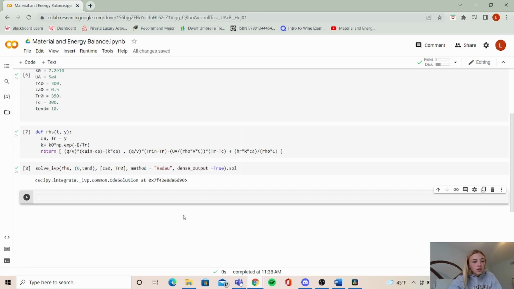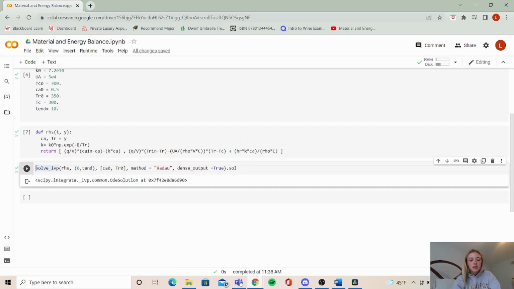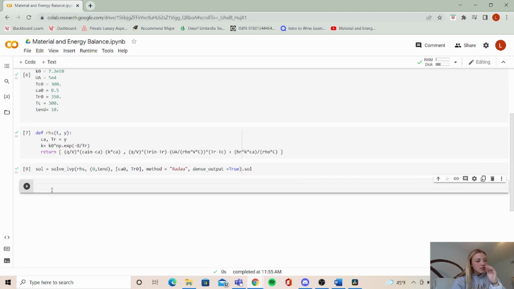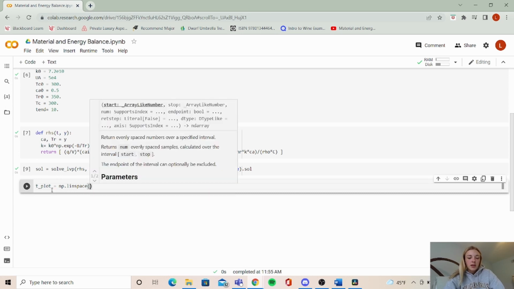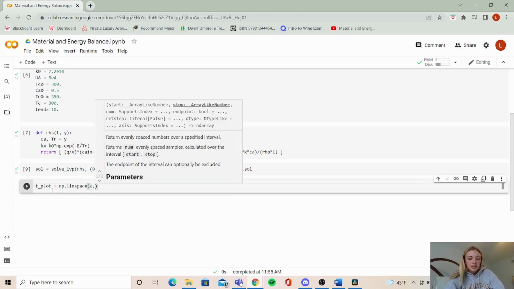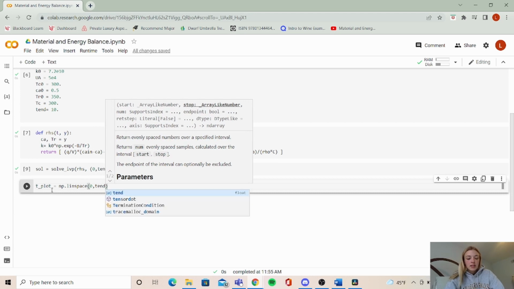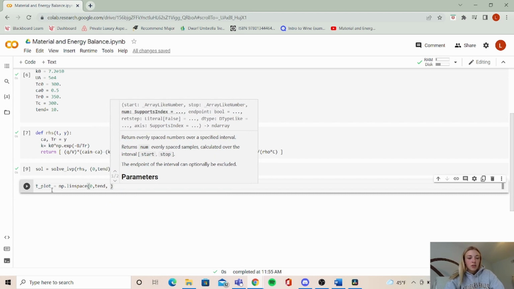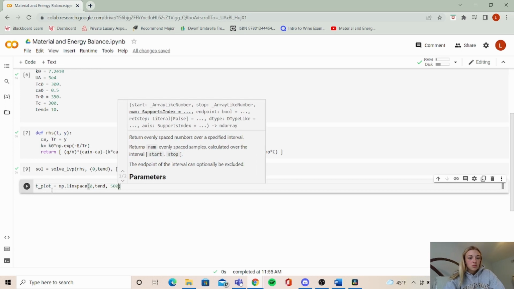All right, so before we begin plotting, I wanted to define this solve IVP as our solution. And then we also need to supply some kind of time frame. So we'll say our t-plot. This is where we use our linspace, and we need to supply beginning time, end time, which was our t end, and the number of intervals. So we'll say 500.